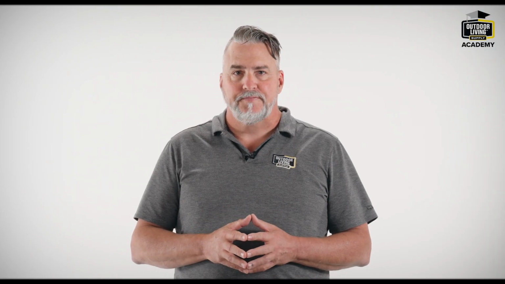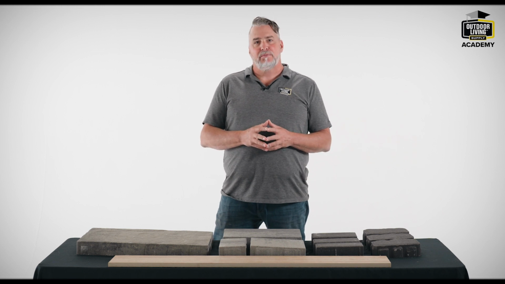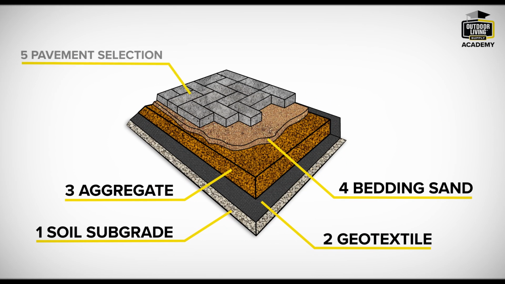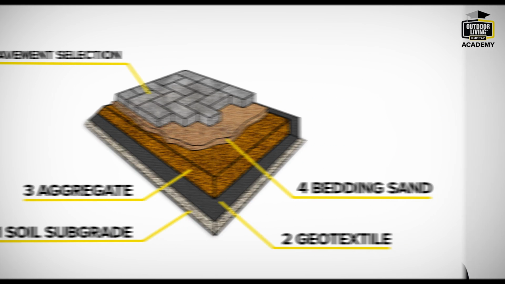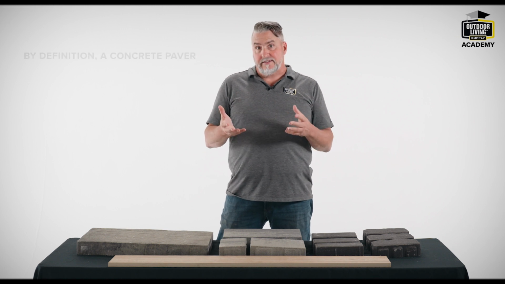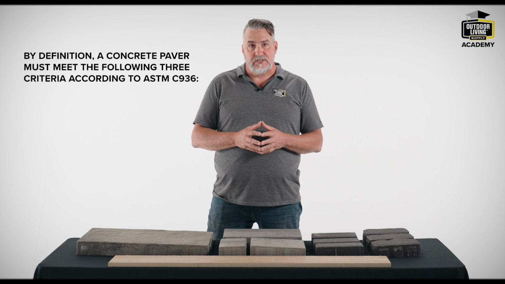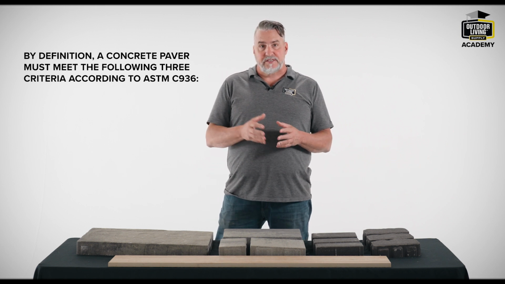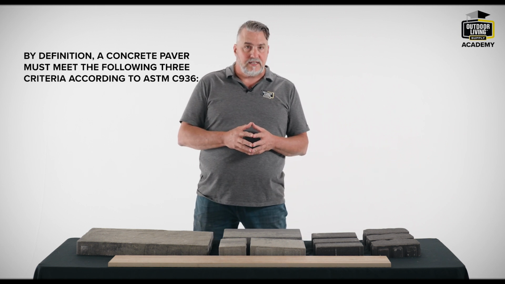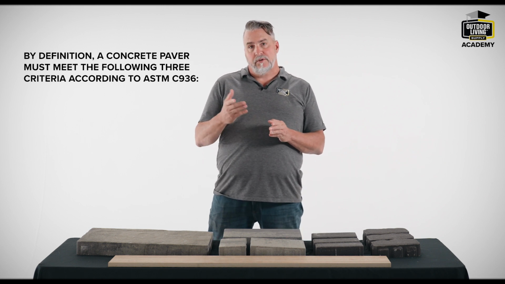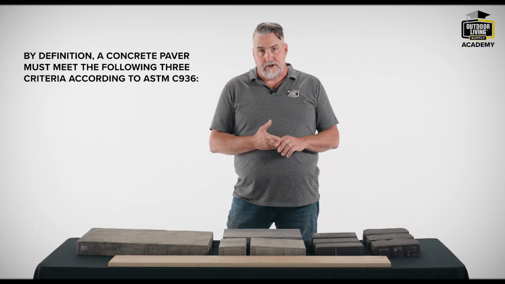This is product selection for the pavement surface. So what I have in front of me is several examples of segmental pavements that we can use in a pavement system. And there is some confusion in the industry of what is an actual paver, and the ASTM, or the American Society of Testing Materials, actually has a specification, which is ASTM C936. It has 3 defined criteria in order to be considered an actual concrete paver.